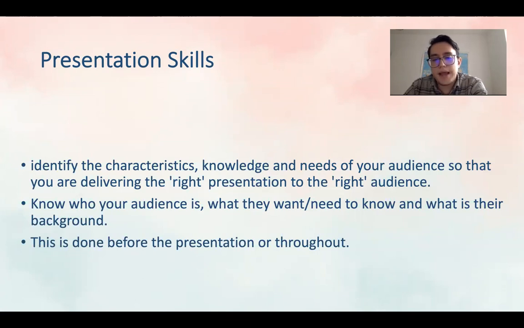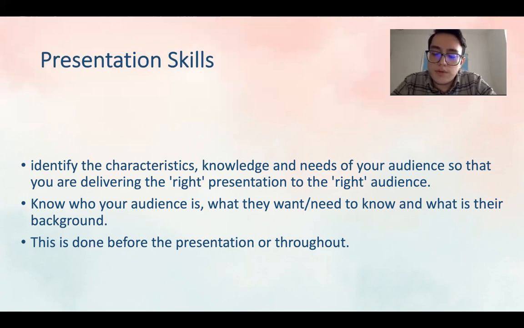And what is their background? This is done before the presentation or throughout the presentation. So, for example, imagine you are presenting for 5-year-old kids compared to presenting for your teachers, who are maybe 25 to 40 or maybe more. So would you do the same presentation for both of them? Of course not, because they have different backgrounds, different understanding.